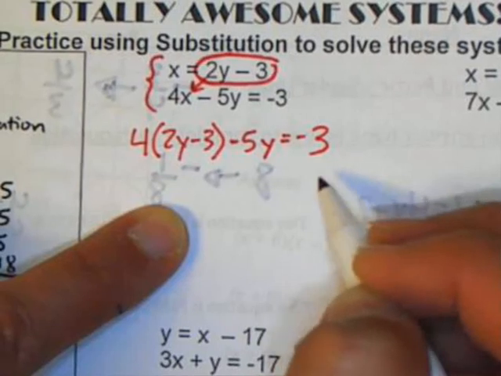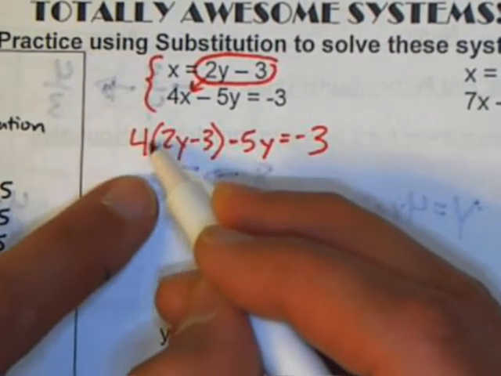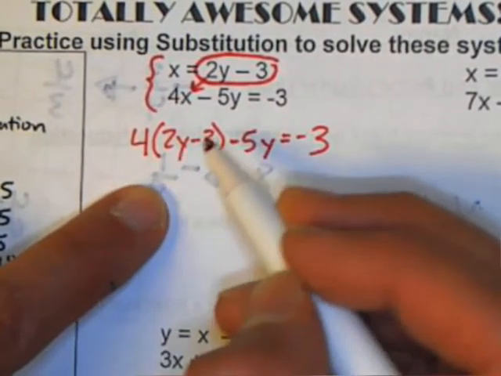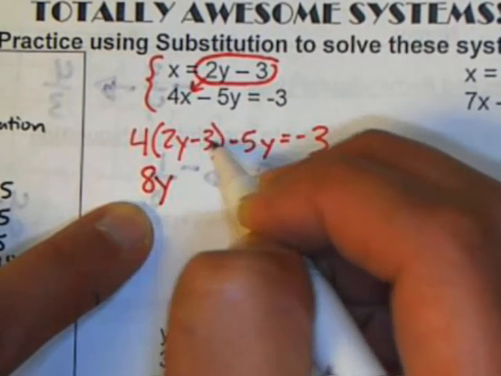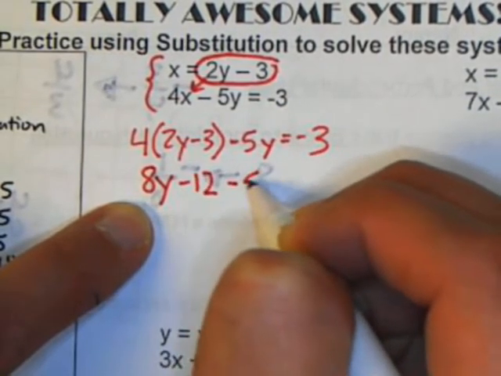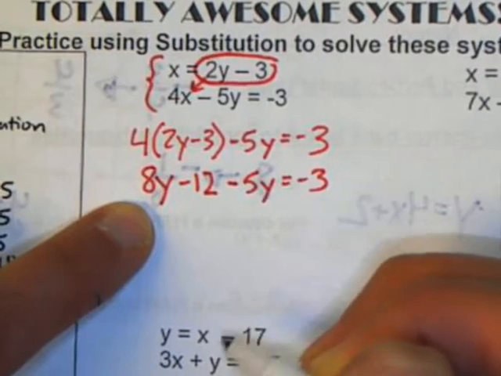And I rewrite the rest. Now I'm going to share the 4. If there's a number out here, you've got to share it. 4 times 2 is 8y. 4 times negative 3, negative 12. Minus 5y equals negative 3.